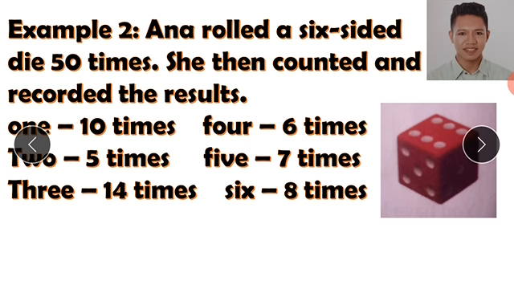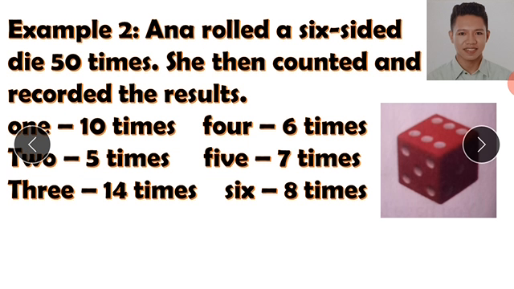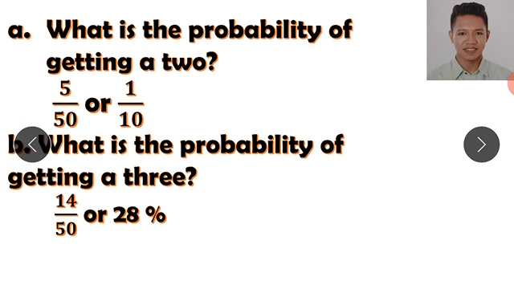So here is the question: what is the probability of getting a 2? Getting a 2, look at 2, 5 times, and that is the numerator, and the denominator is the total number of times that she rolled the die, and that is 50. So 5 over 50, or you can reduce that into 1/10 or 10%.